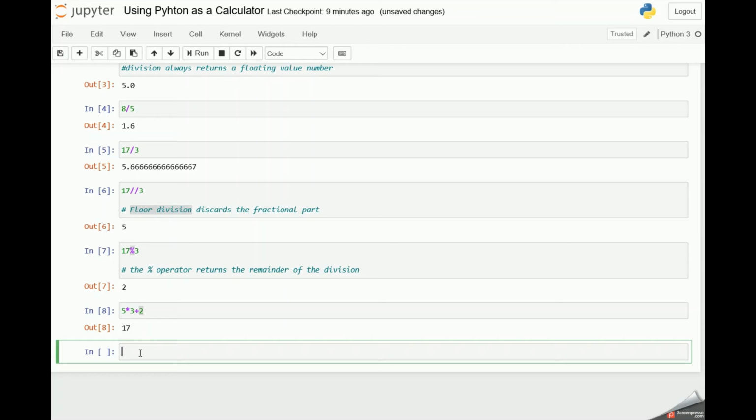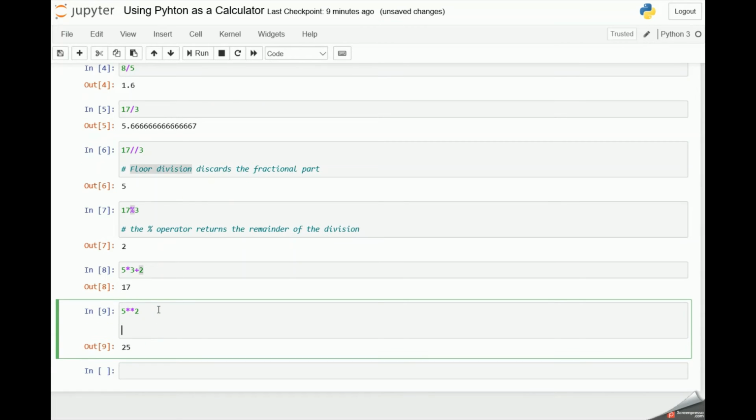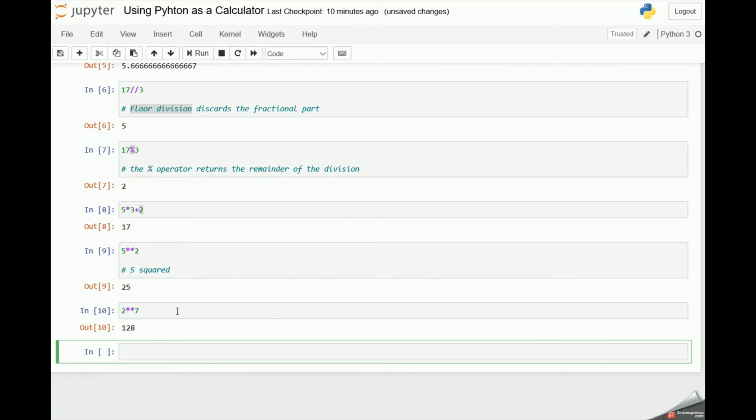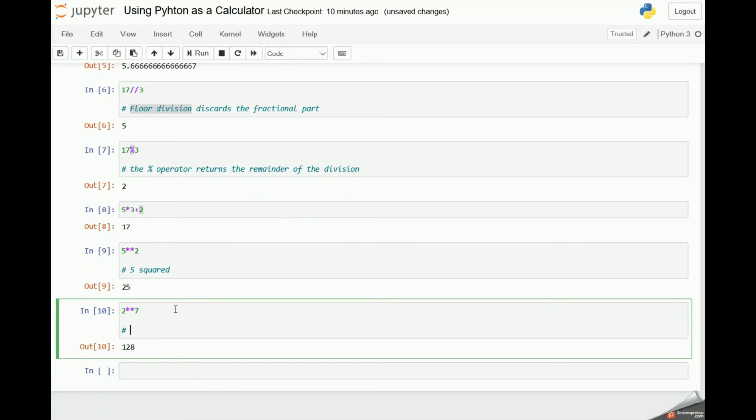Now let's go ahead and do some exponential expressions. 5, using double asterisk, to the power of 2. So it's going to be 25, because 5 times 5 is 25. Let's put a comment about it. This is standing for 5 squared. And let's do another operation. Say 2 to the power of 7, which the answer should be, I believe, 128. Yes, it is 128. If you go ahead and put a comment, we can read it as 2 to the power of 7.